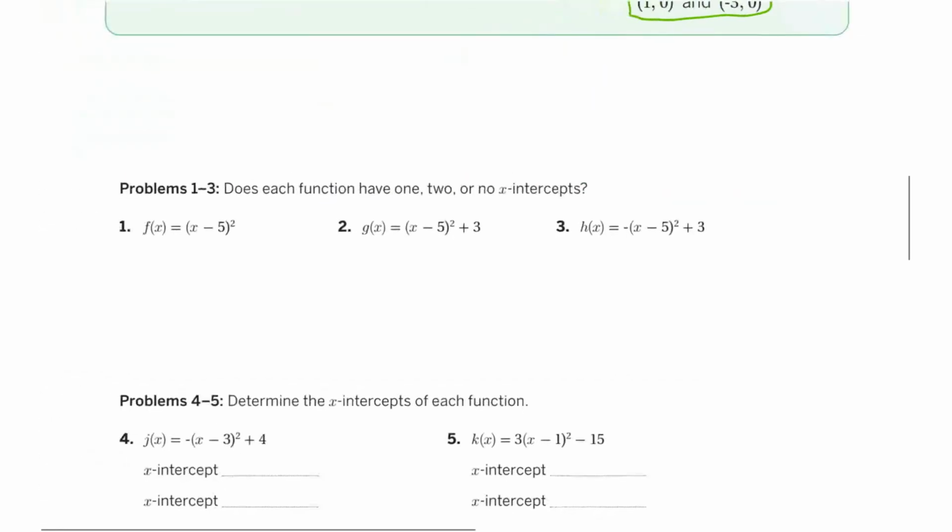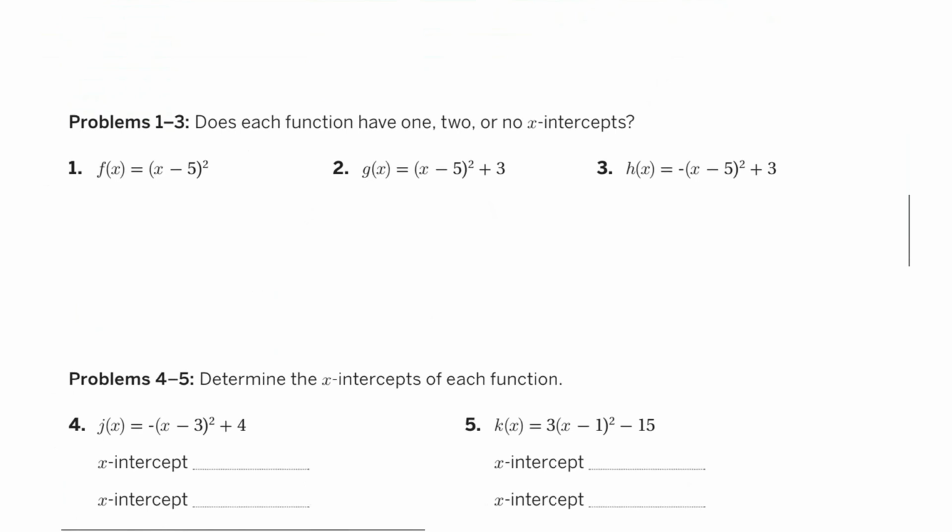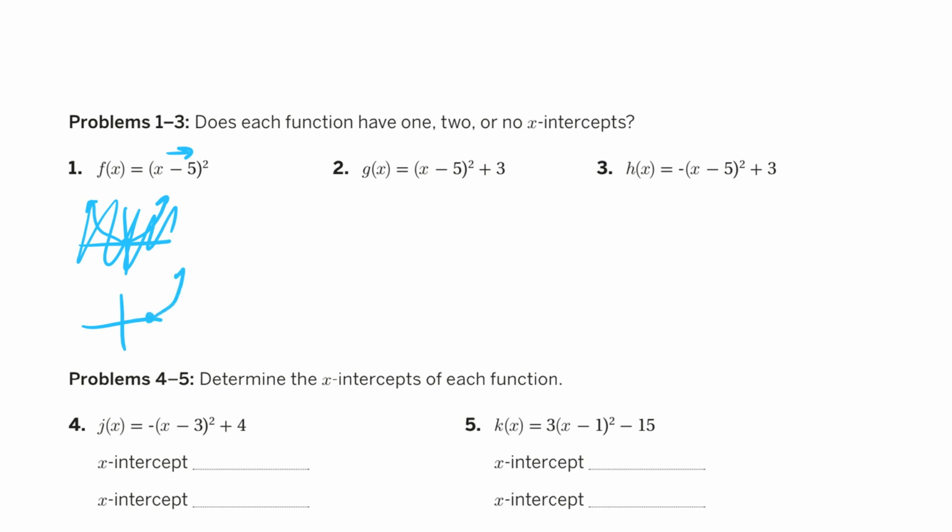So for problems 1 through 3, does each function have 1, 2, or 0 x-intercepts? We're going to go ahead and start by sketching this out because really what we need to know is how our parabola is transformed. In this case, normally the vertex starts at 0, 0. This -5 here tells us that it's actually shifting 5 units to the right. So our new function, instead of looking like this first one, has now been shifted. And we see that it's only touching the x-axis one time, so it has a single x-intercept.